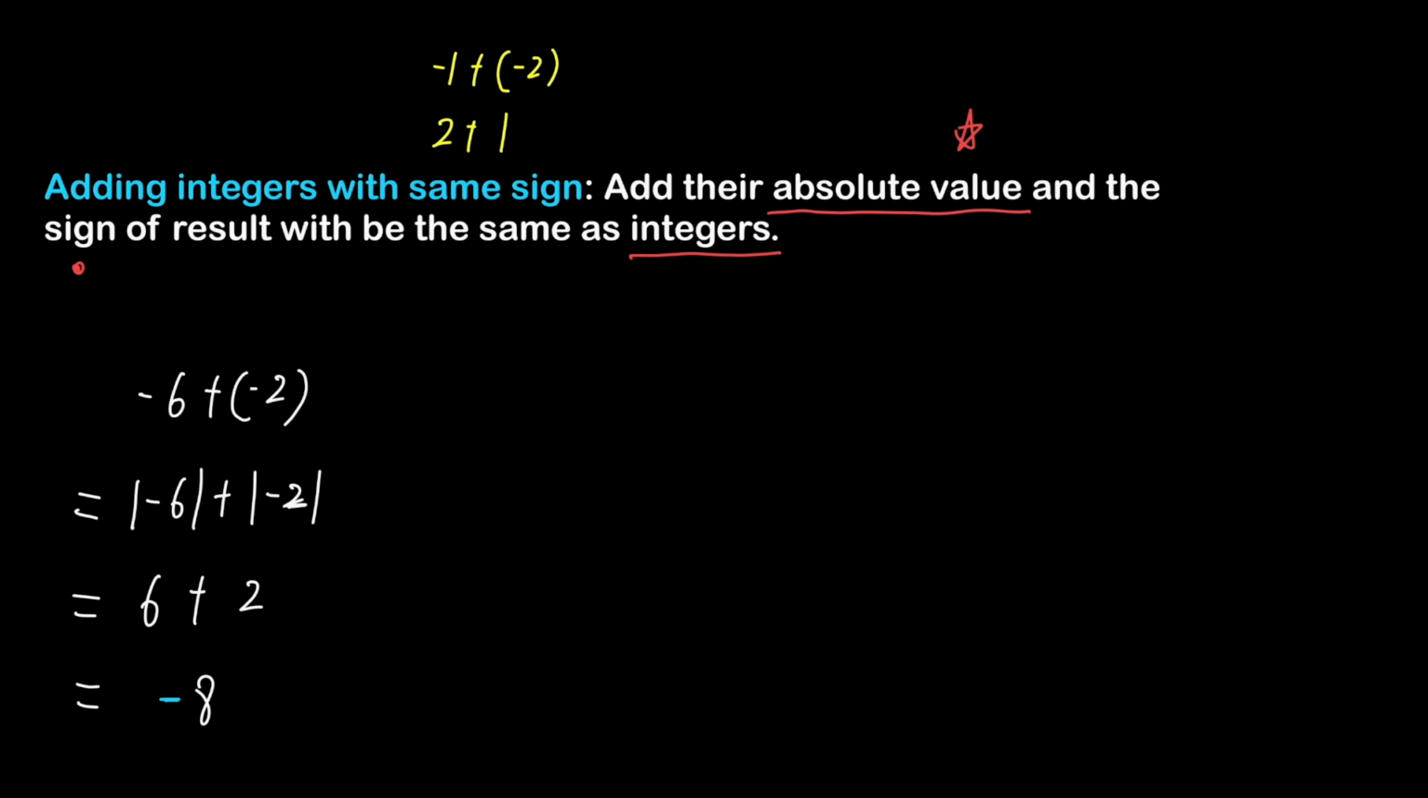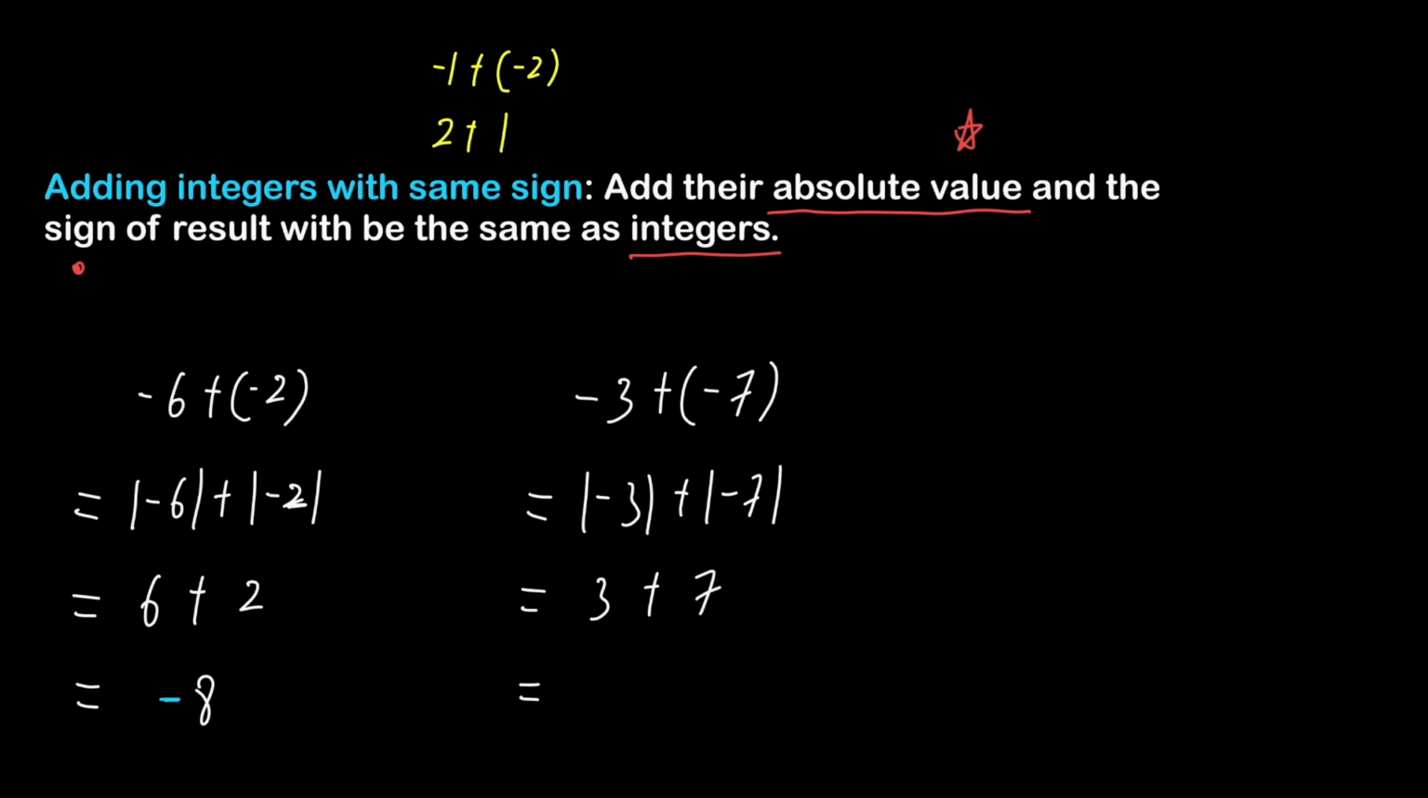And let's see another one. -3 plus -7. Okay, same sign. They are both negative. And we add their absolute values. Absolute value of -3 is 3, always positive. And absolute value of -7 is 7. 3 plus 7 is 10.